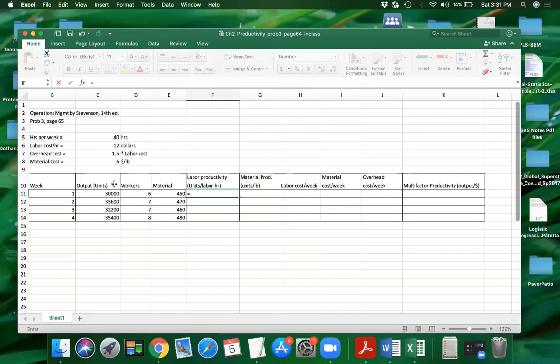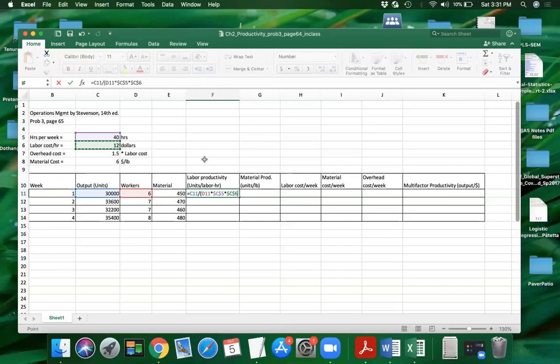So this equals our output. Productivity simply is the ratio of output to an input, as simple as that. This is the output, and the input that we're going to use here is the number of workers. Each worker is working 40 hours a week, so I'm going to press F4 here to make it absolute. Then each hour the labor is being paid $12, so again I'm going to fix this one.